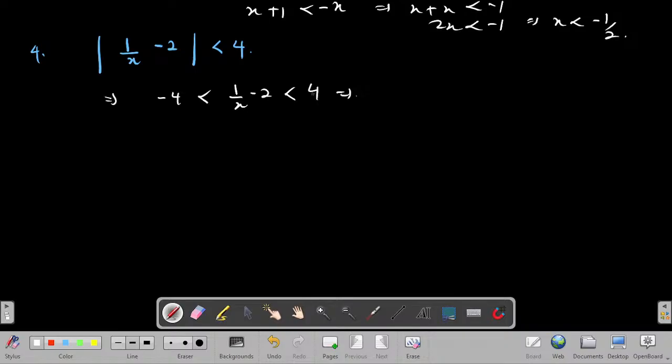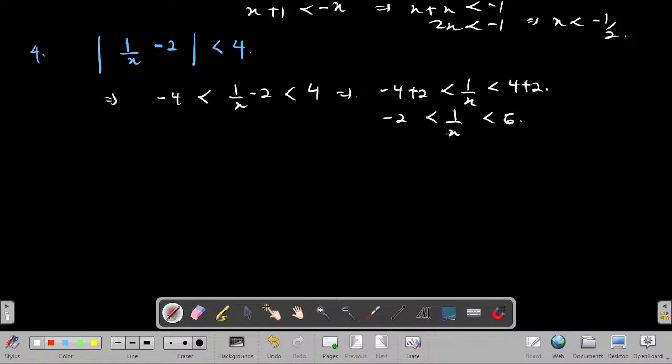Is that not it? Yeah. So with this in mind, the goal of our work is to make x the subject. Obviously, that is what you want to do. So we're simply going to have negative 4 plus 2 less than 1 over x less than 4 plus 2. This gives me negative 2 less than 1 over x less than 6.